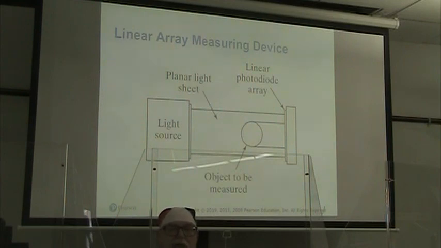A linear array measuring device, we have our planar light sheet. We have an object here that we are measuring, and a linear photodiode array.